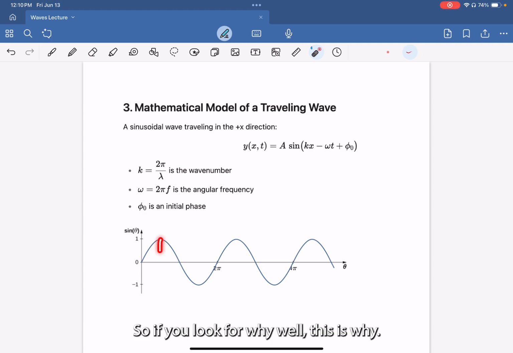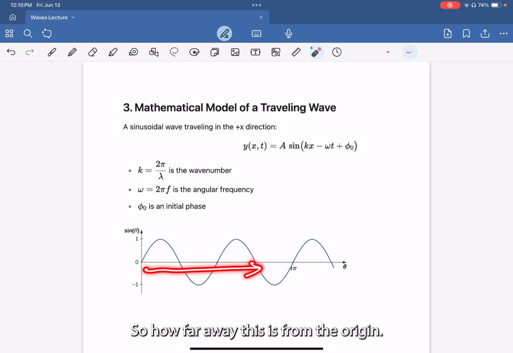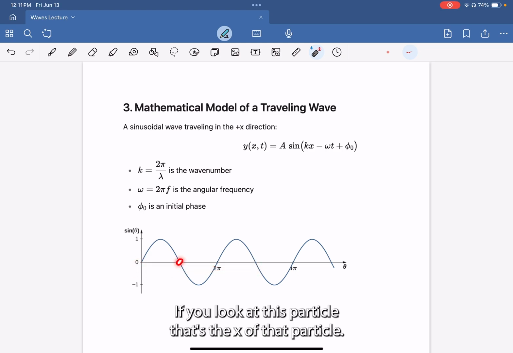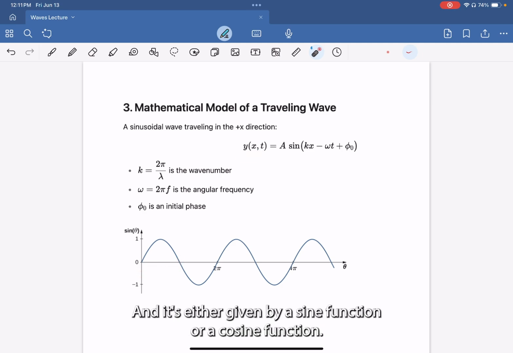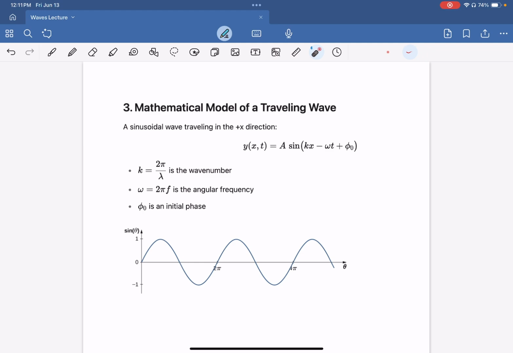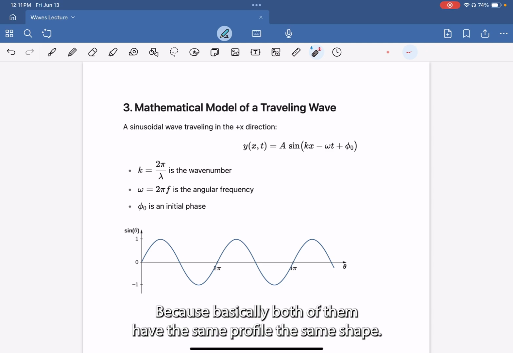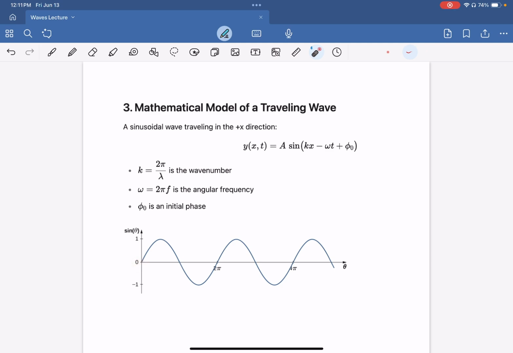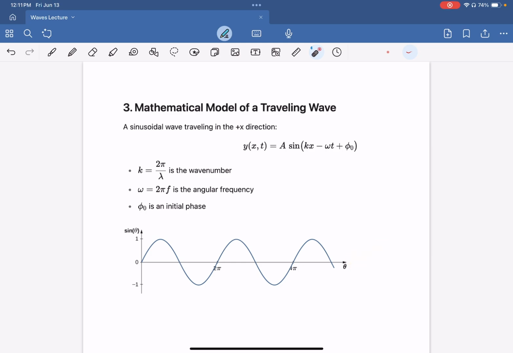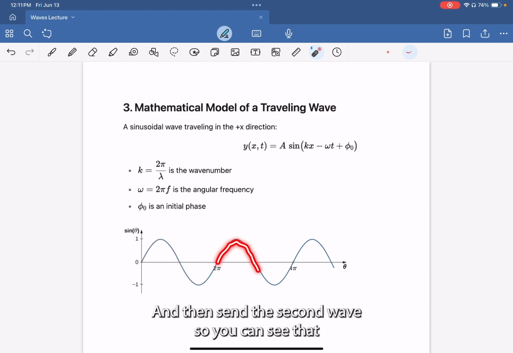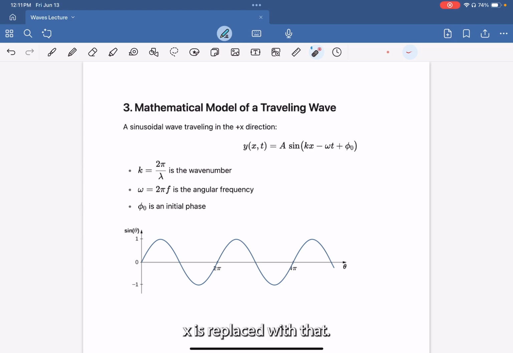So if you look for y, this y is a function of both x and t. So depending on x, how far away it is from the origin. That's the origin. If you look at this particle, that's the x of that particle. It'll have a particular y depending on its x position and the time. So y is a function of x and t, and it's either given by a sine function or a cosine function, because basically both of them have the same profile, the same shape. It's only the starting point that changes. Now, instead of taking x on the x-axis, you can also denote it by the angle. And you can see that this is 2 pi, which means it's one oscillation, one wave. And then the second wave. So you can see that x is replaced with that.